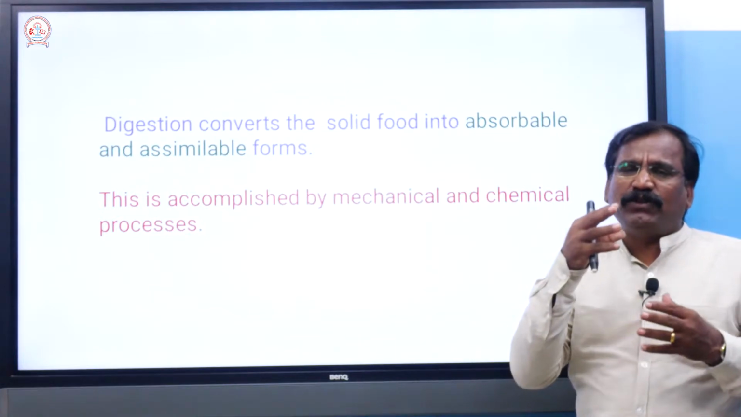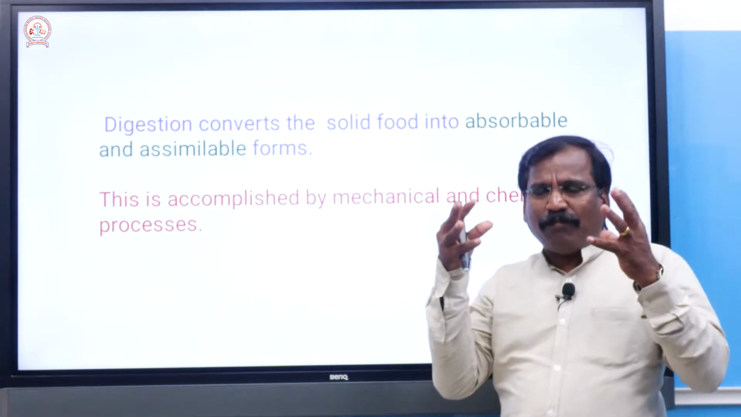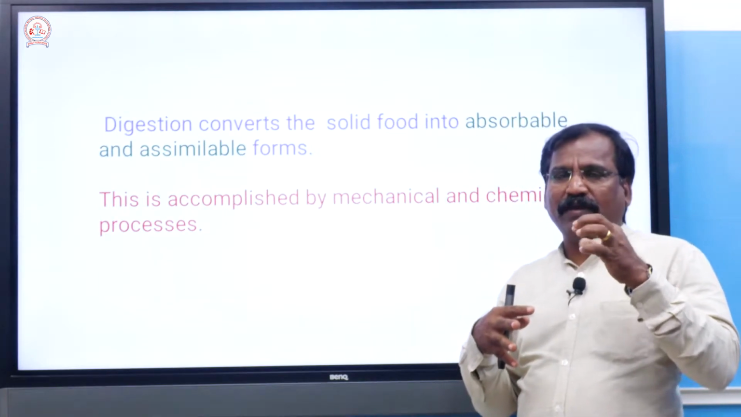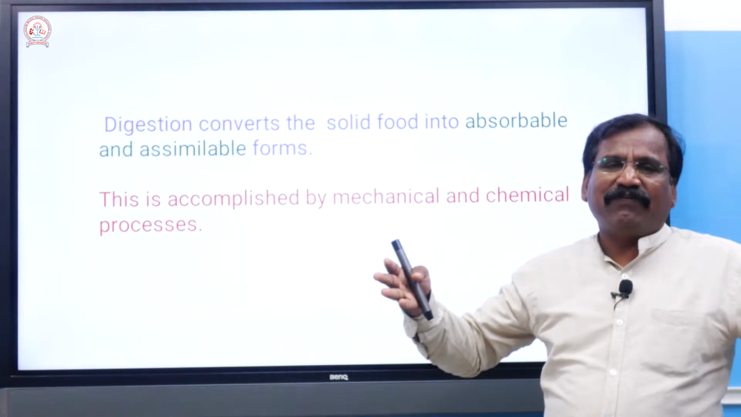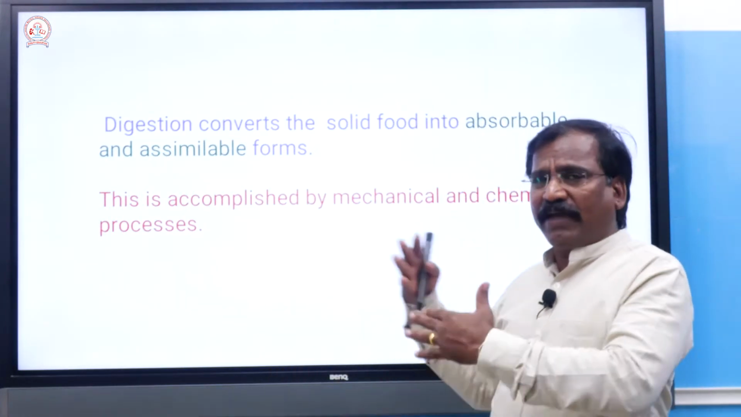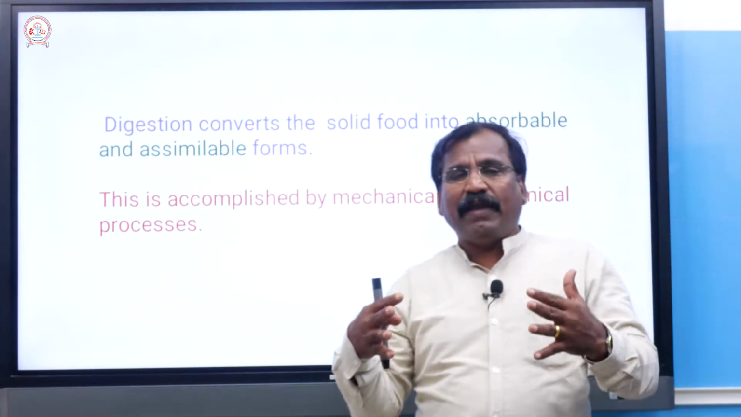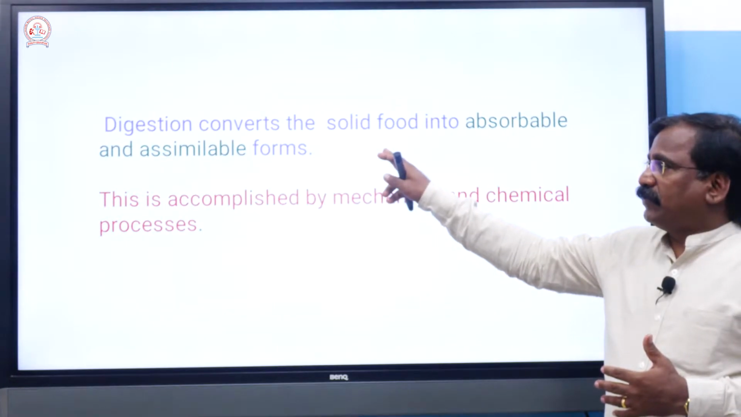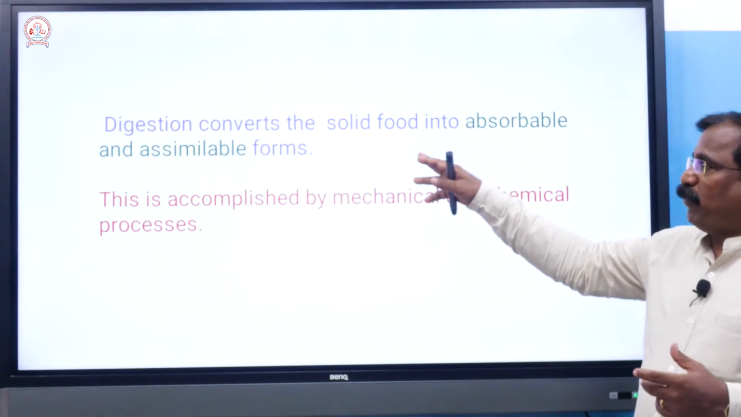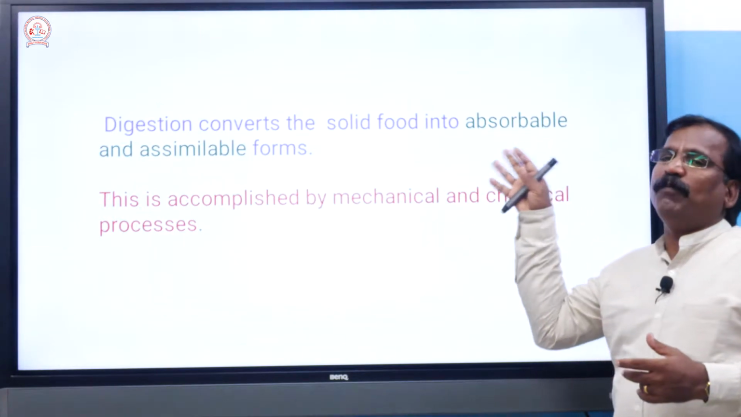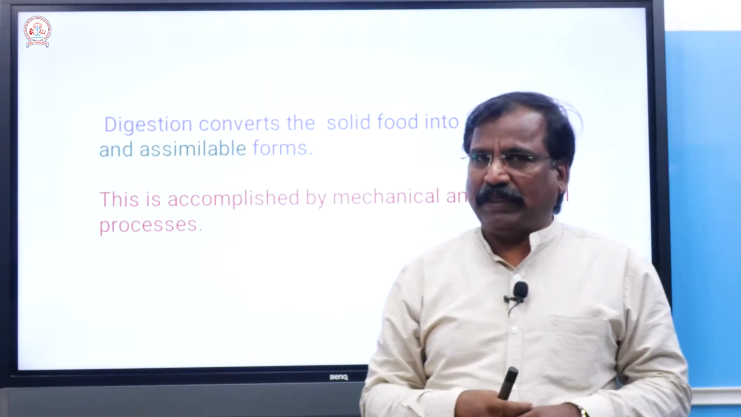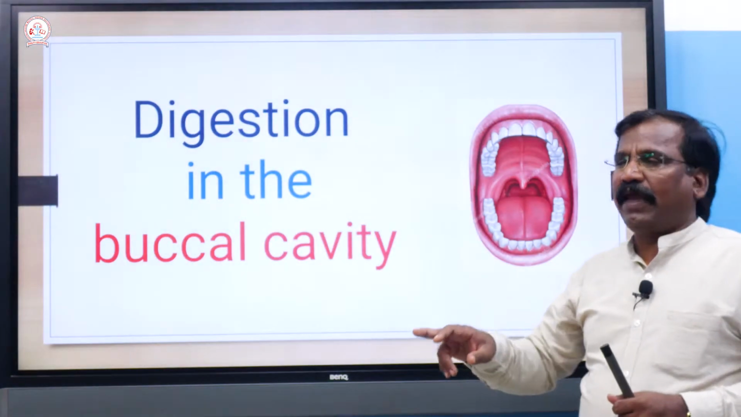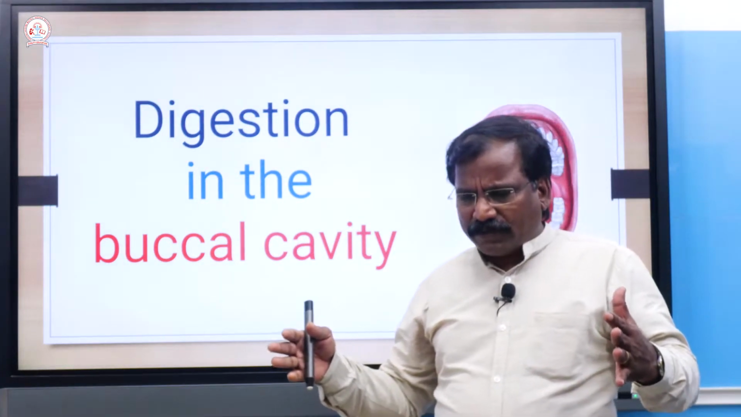And mechanical digestion is when chewing the food breaks the larger particles into smaller particles. It is mechanical breaking, just like breaking a large stone into pieces, it is a physical change. So both digestions take place, the mechanical digestion as well as the chemical digestion. What is digestion? It is a 2 marks question. Define digestion: it is the process by which the conversion of solid food into absorbable and assimilable form is called digestion, accomplished by mechanical and chemical digestion. Now we are going to discuss the process of digestion.